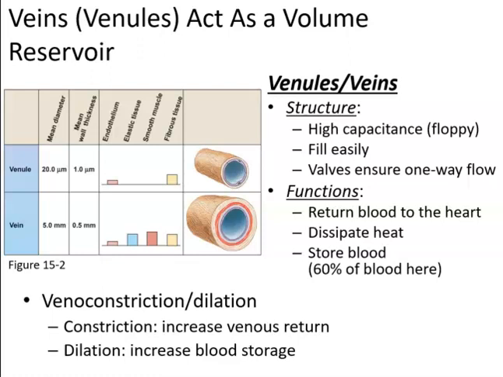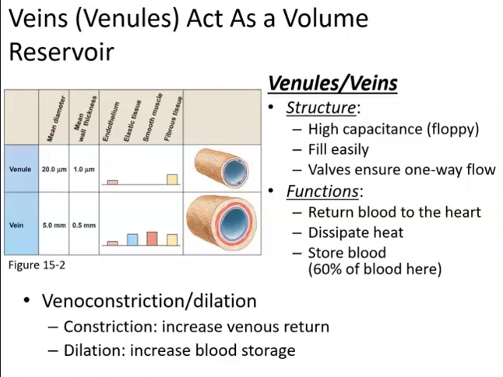Functions of our venules and veins are to, of course, return blood to the heart. This blood, of course, being less oxygen saturated. Also, another function is to dissipate heat. Our veins actually lie closer to the surface of the body than arteries. So because of the close proximity to the skin, it helps dissipate heat, helps cool off our body.